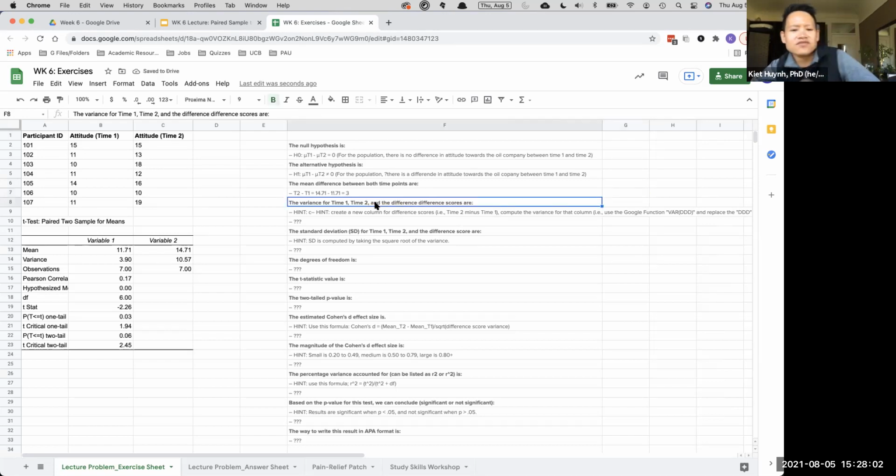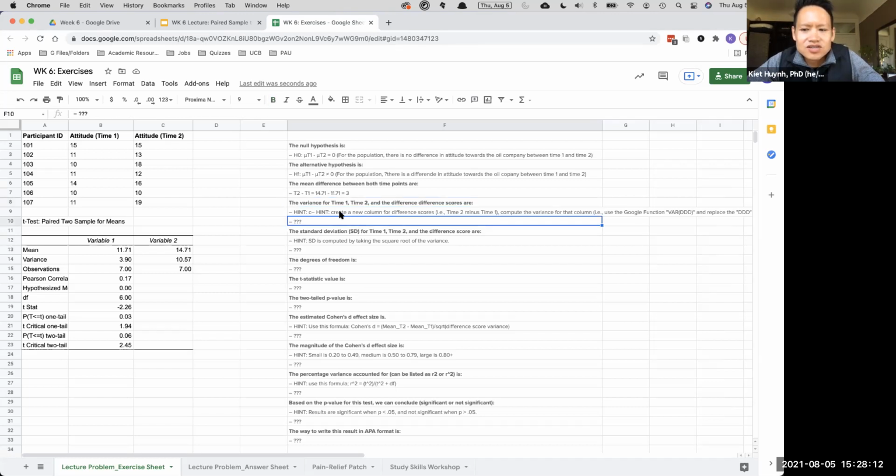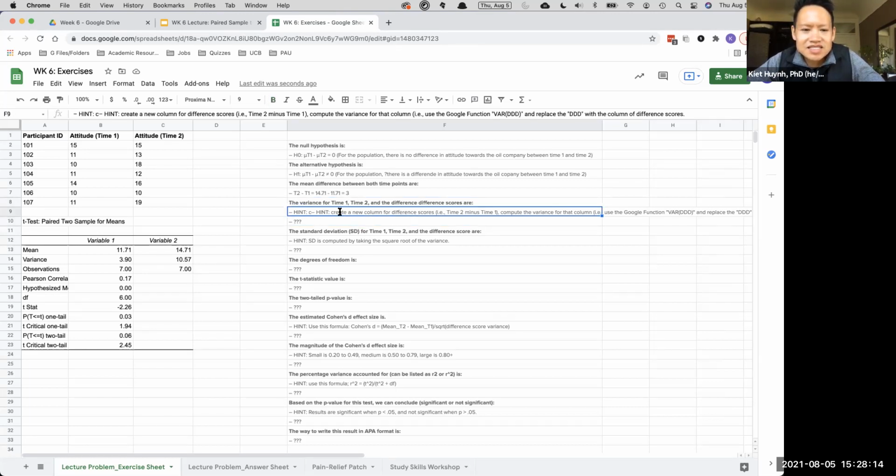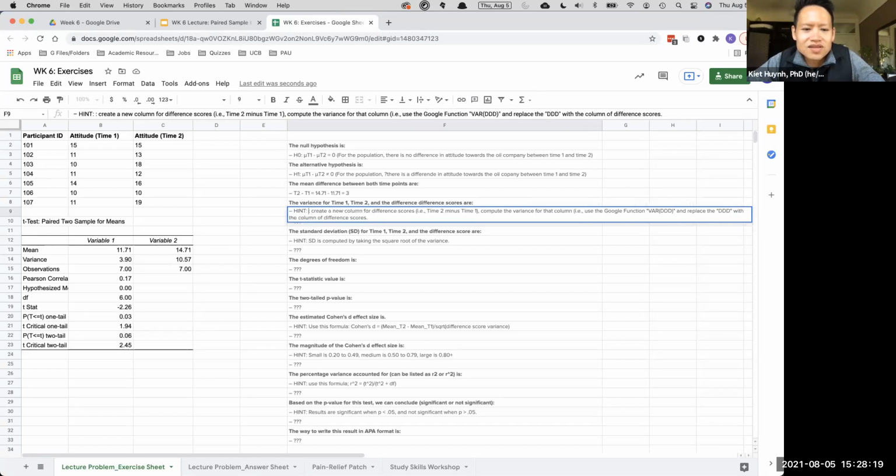Okay, the variance for time 1, time 2, and the difference scores are. Okay, so it's asking for the variance for time 1, the variance for time 2, and the variance for difference scores. Okay, so I decided to be a nice guy and add a hint on how you could solve this. So here's the hint. Create a new column for the difference scores, so time 2 minus time 1, and compute the variance for that column. So use the Google function VAR of DDD and replace the DDD with the column of difference scores.